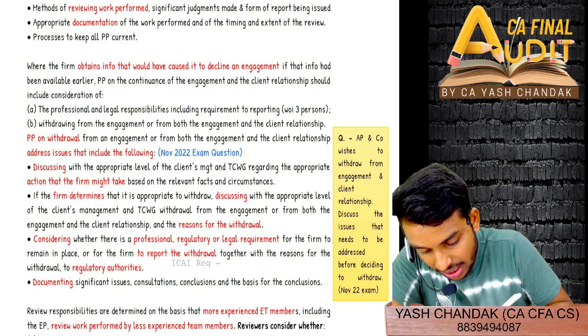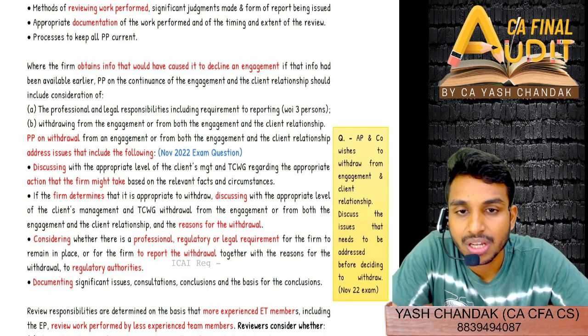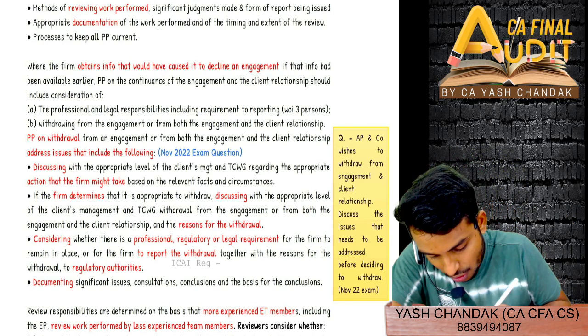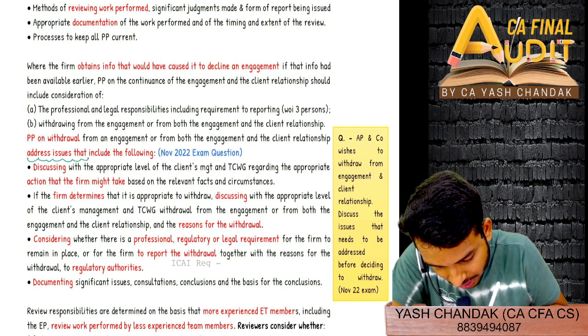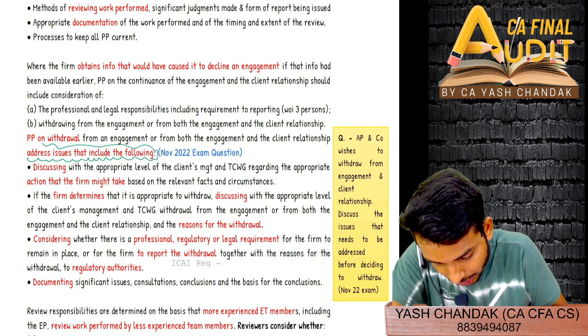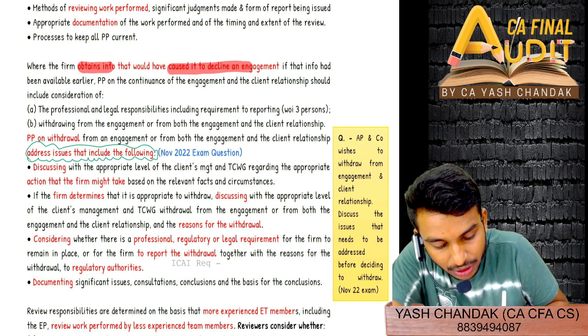So if you come here, what does this talk about? This talks about when you are withdrawing from the engagement. When you are withdrawing from the engagement, what all points you should consider, what all points you need to address, issues that include the following. So just quickly see where the firm obtains information that would have caused it to decline an engagement.